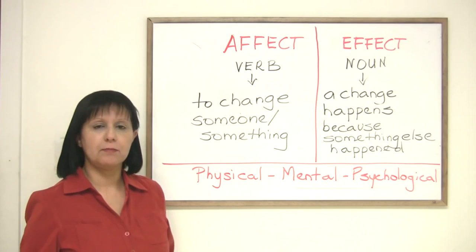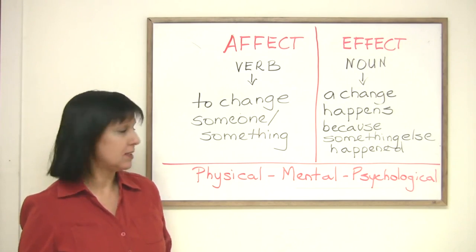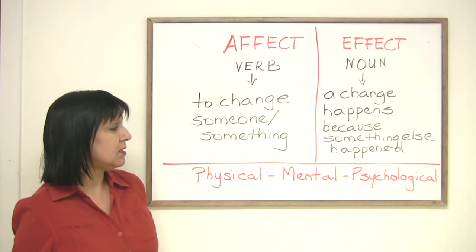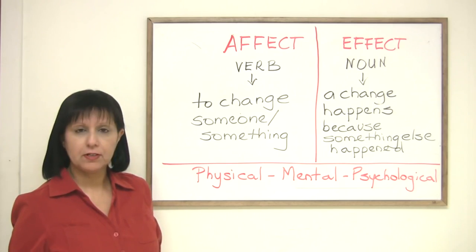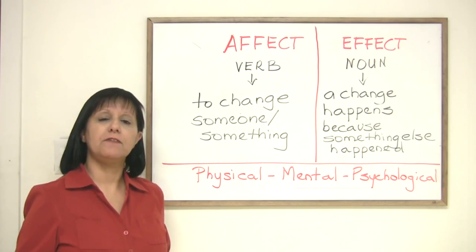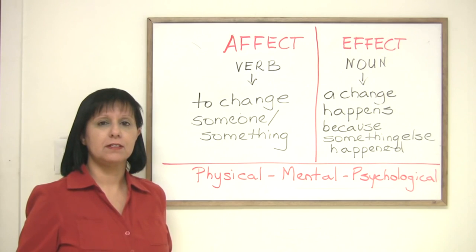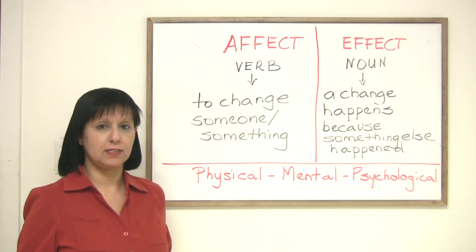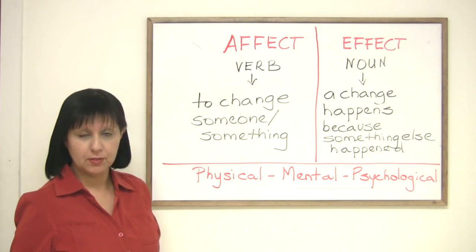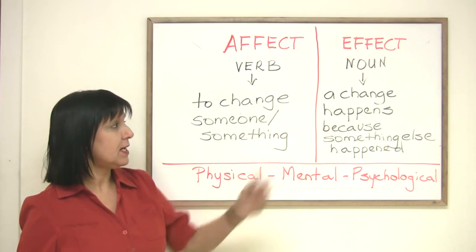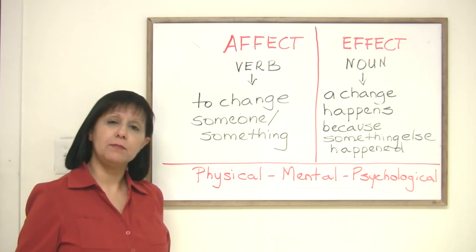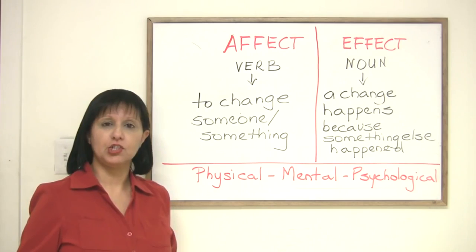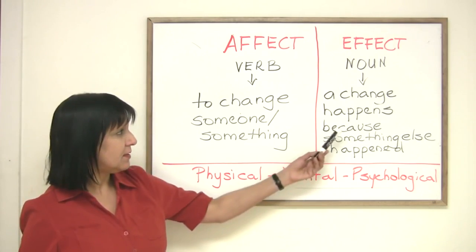If we give an example of a psychological nature, we could say losing her grandmother at an early age affected the young child. Losing her grandmother affected the young child. We used the verb, correct? Or we could say the loss of her grandmother had a negative effect on the young child. Now we used the noun.